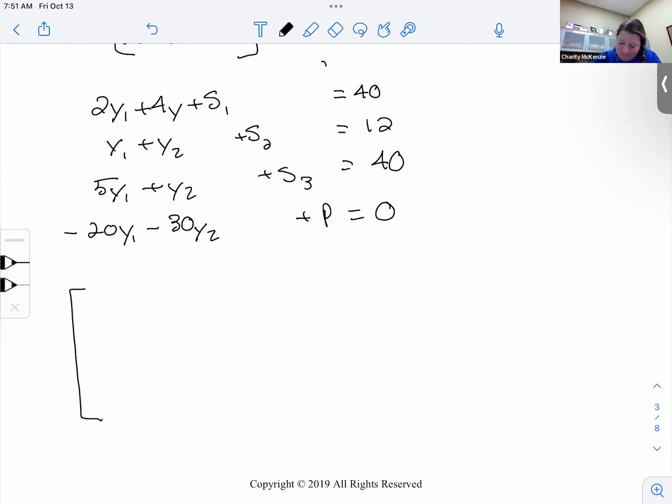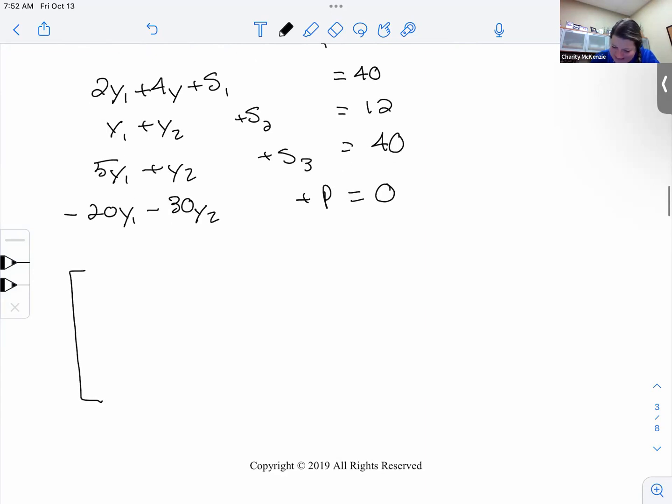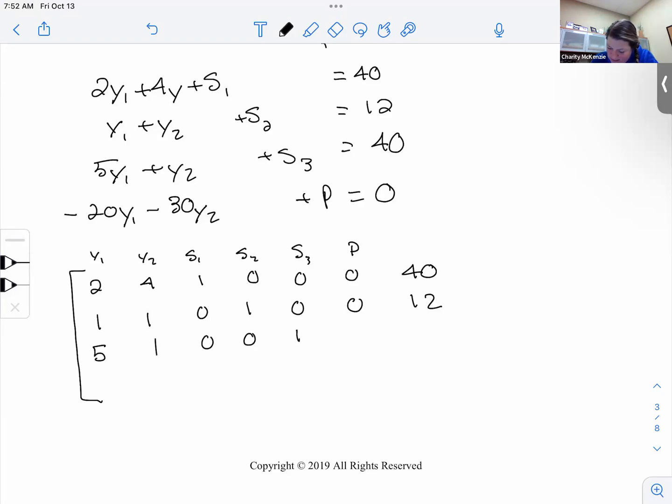Okay, now let's write this out in our big tableau. All right, I'm a pirate. Okay, so top one goes 2, 4, 1. Let's label these: y1, y2, s1, s2, s3, P. So 2, 4, 1, and then 0, 0, 0, 40. Your next row goes 1, 1, 0, 1, 0, 0, 12. Next row goes 5, 1, 0, 0, 1, 0, 40. Bottom row goes negative 20, negative 30, 0, 0, 0, 1, 0.